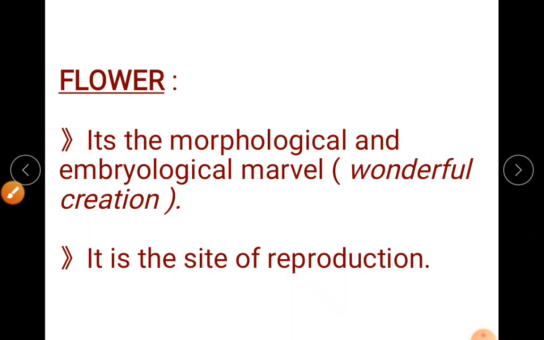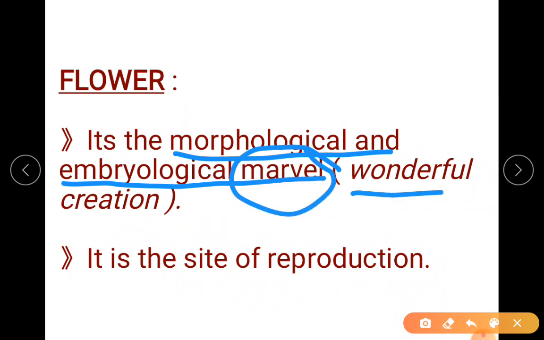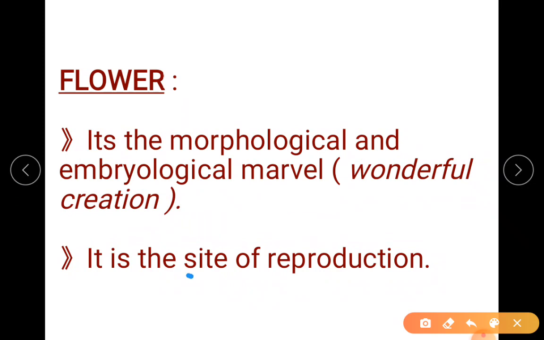So you have got the idea now. So now we can say what a flower is. It is the morphological and embryological marvel. Meaning of marvel I've given here, a wonderful creation. And it is the site of reproduction. Very important, it is the site of reproduction.